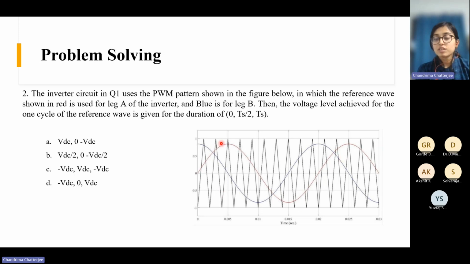Okay, so these are the two reference signals. Now instead of one reference signal, we are using two reference signals. So they have asked what will be the different voltage levels that we will achieve in one time period of the reference signal. Okay, so now you see here the switching logic changes a bit, right? Because now we are using two different reference signals for the two legs of the inverter.